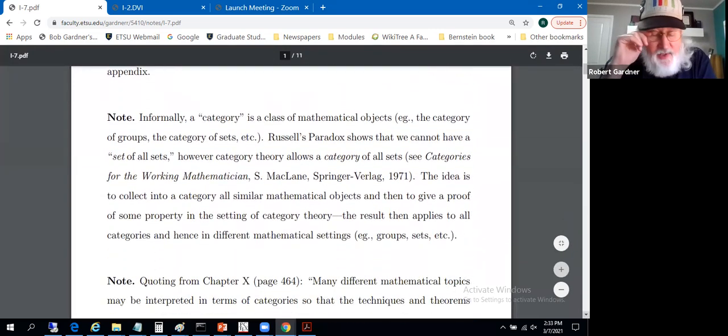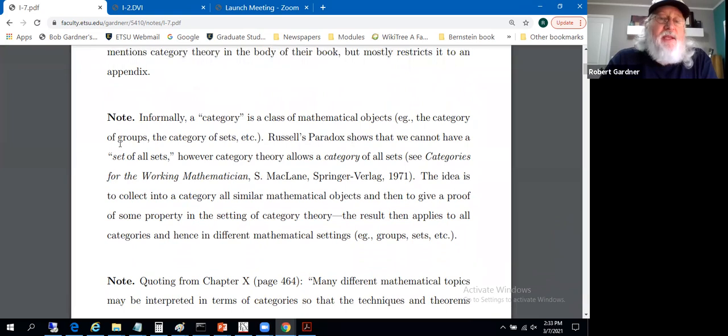What we're doing is moving kind of beyond the idea of a set. When we talk of categories, sets have their shortcomings, as you know from your previous exposure. So informally, a category is a class of mathematical objects. We might talk about the category of groups or the category of sets and so forth. Russell's paradox shows that we can't have a set of all sets. The axioms of set theory lead to contradictions if you try to speak of a set of all sets. But we can have a category of all sets.